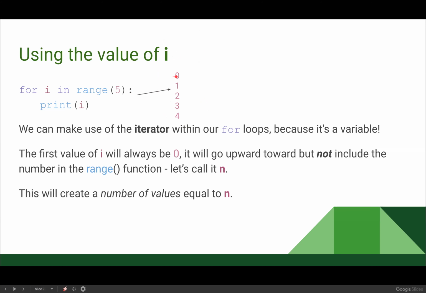So our first value will be zero, and we will go upward until we hit the number right before the value in our range. So if the value in our range is n, the numbers that will be created by the range are 0 through n minus 1, which is a number of values that is equal to this number. So I have 0, 1, 2, 3, and 4, which is 1, 2, 3, 4, 5 different values. So I'm going to loop 5 times. And i is going to equal each of these values in order, one at a time.